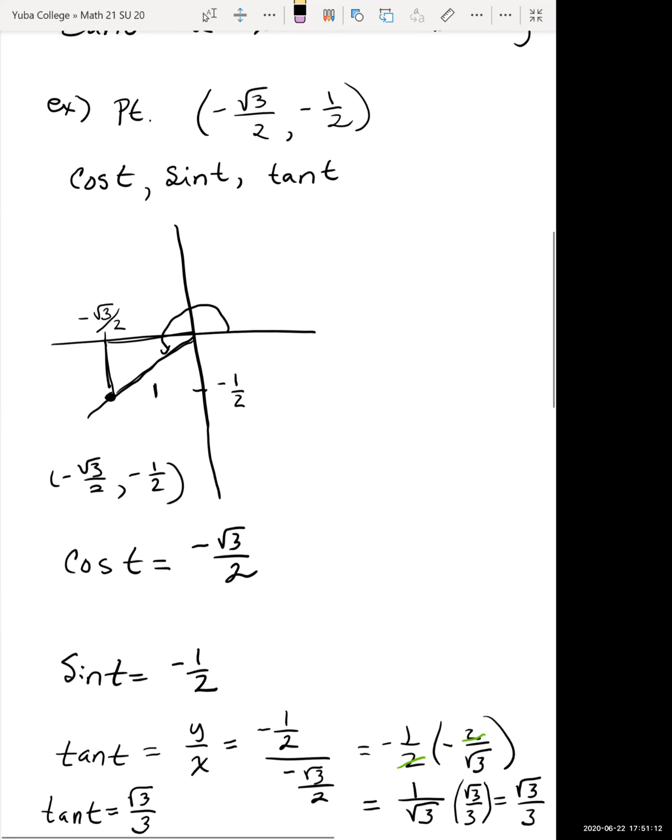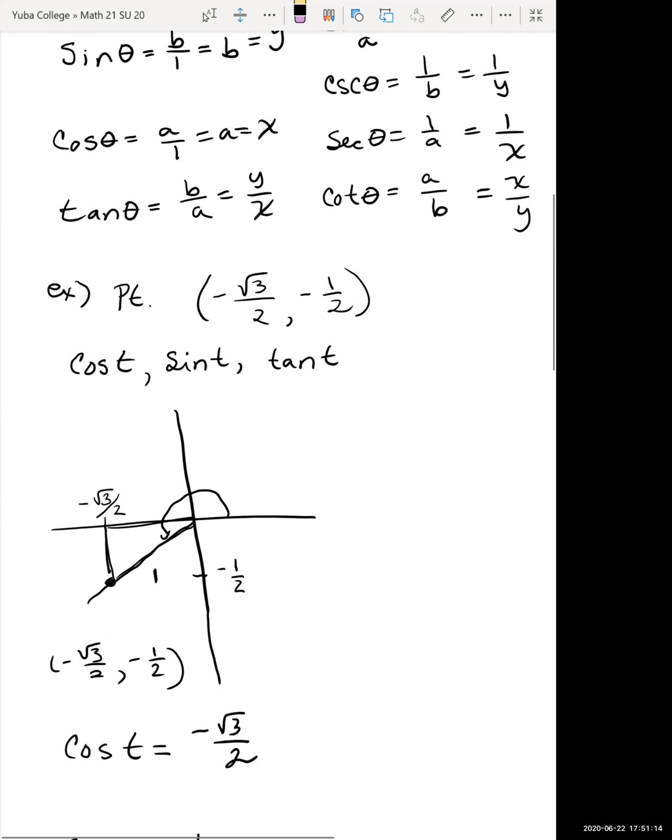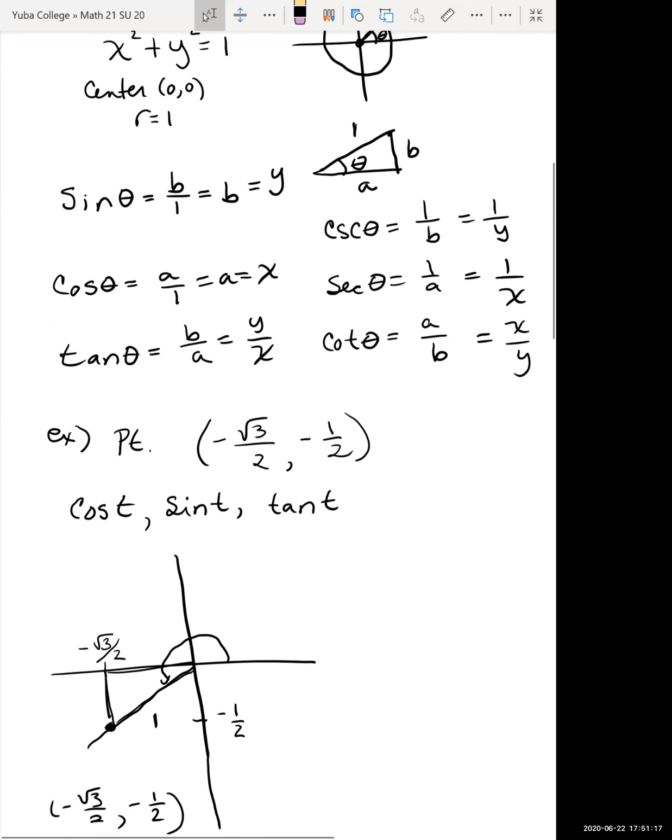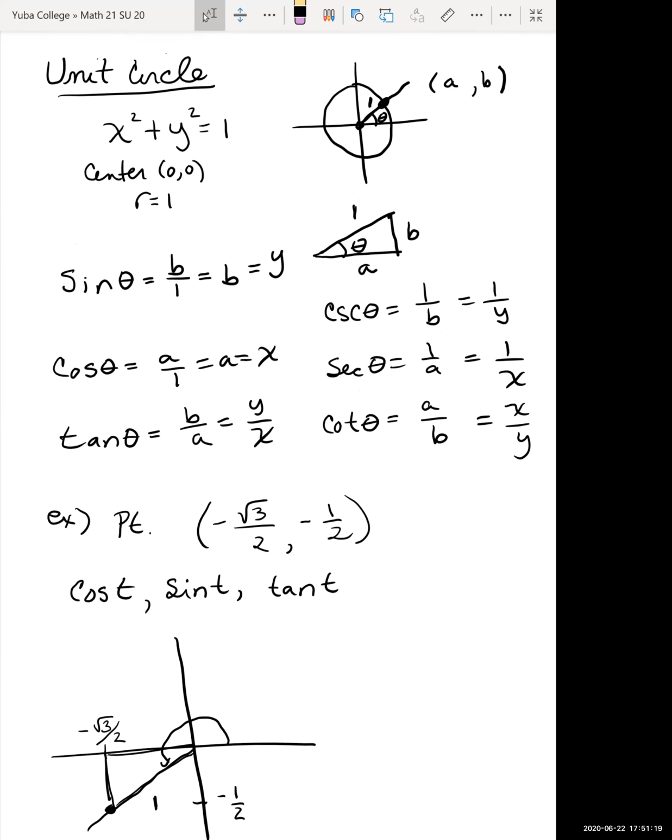Okay, can you scroll back up a little bit so I can get a little snip of that unit circle? Yeah, the x squared, right there. Thank you. All right.